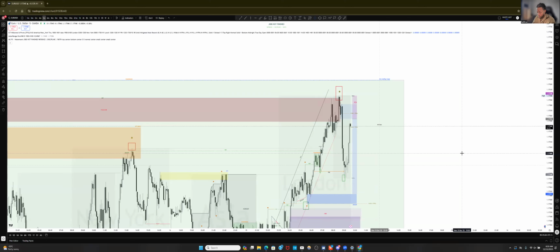That way, if this is a confirmed trade, then price will be well within our target. But we'll see.